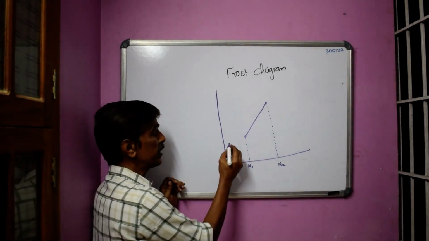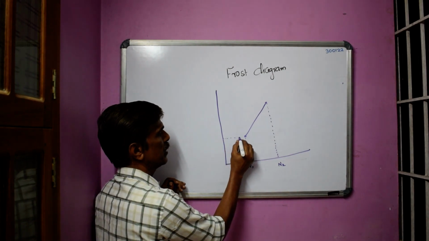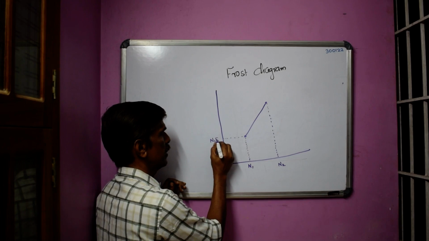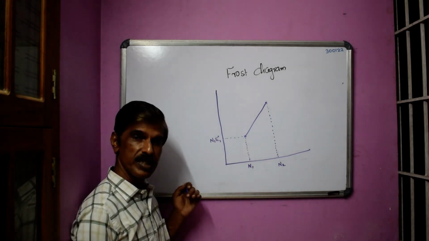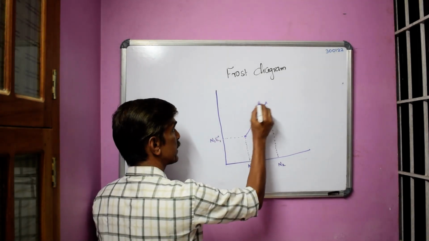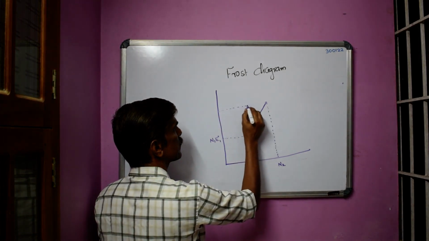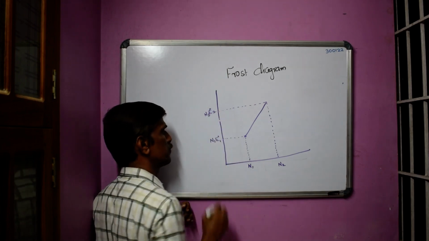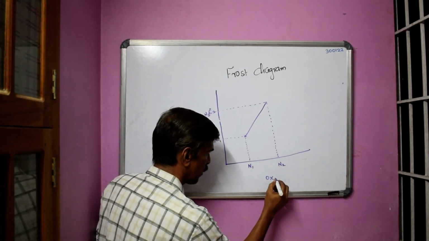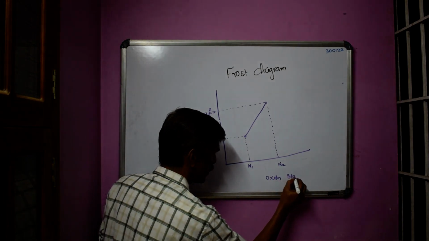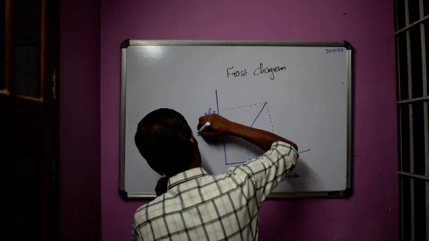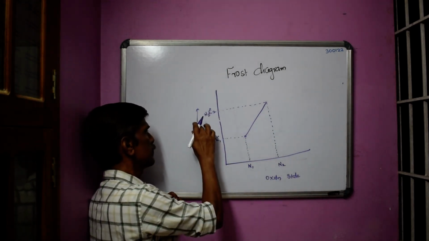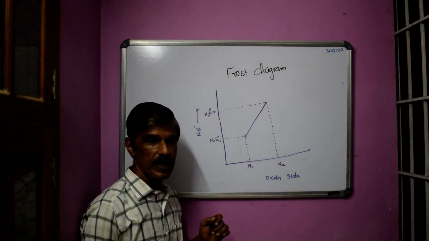We can definitely say that this represents N1 E0 1, or E1 0. And this represents N2 E0 2. So this represents the oxidation state, and this represents the N E0 values, isn't it? N E0 values.